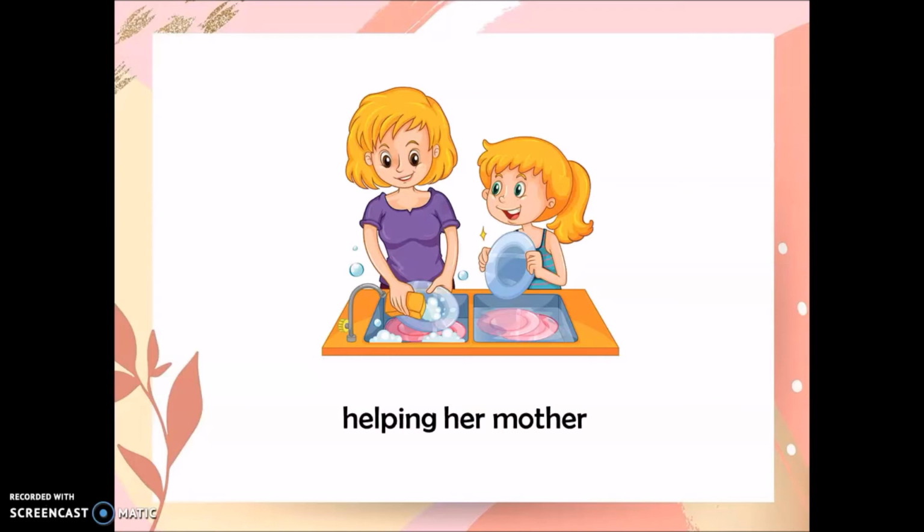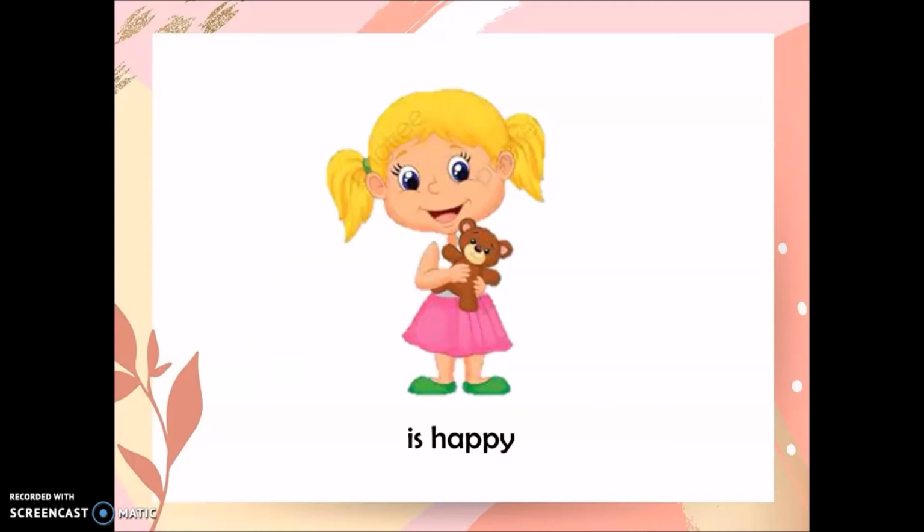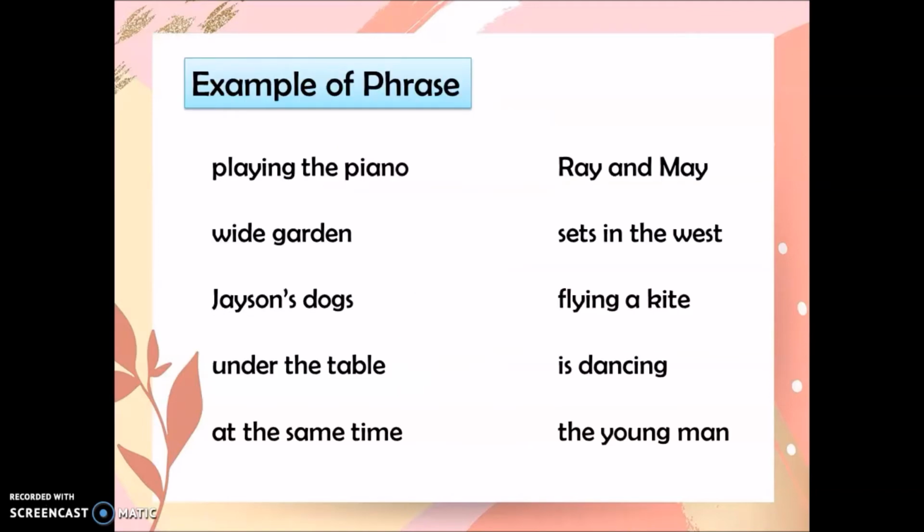Another example is helping her mother. Helping her mother is also a phrase because it does not have a complete thought. At the park is another example of a phrase. Is happy. It doesn't have a subject, it is just a predicate. So this is also a phrase.